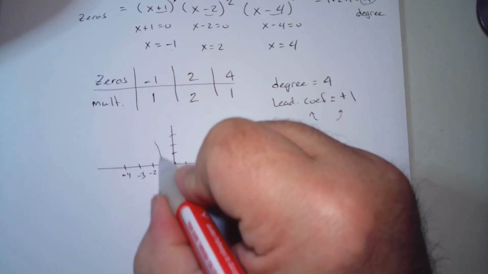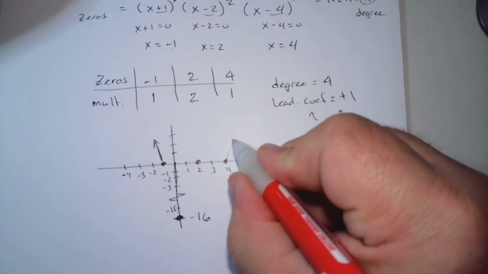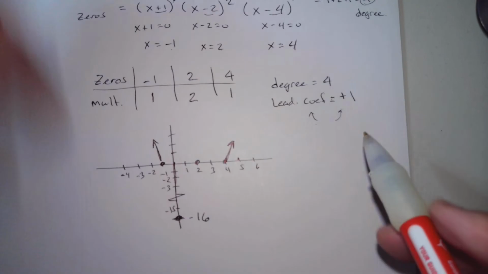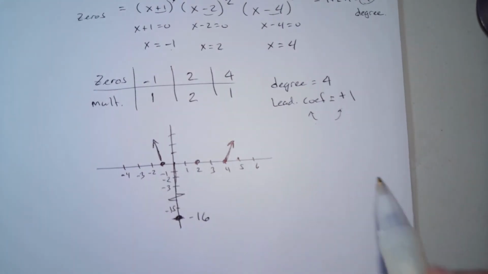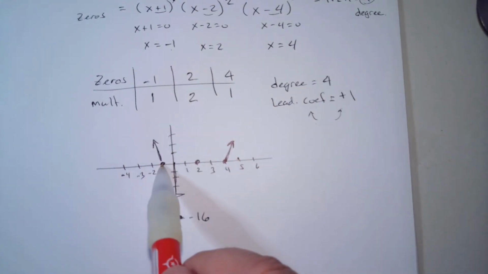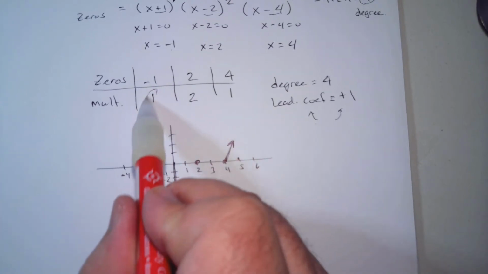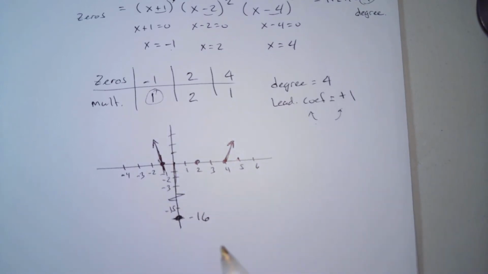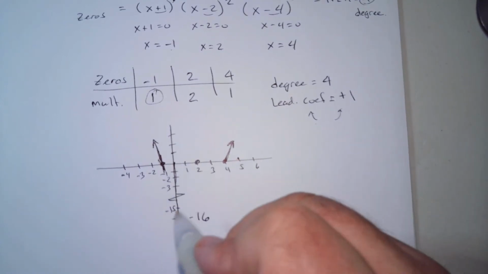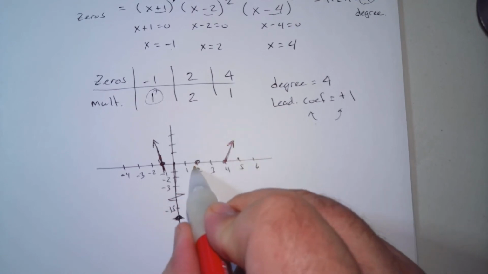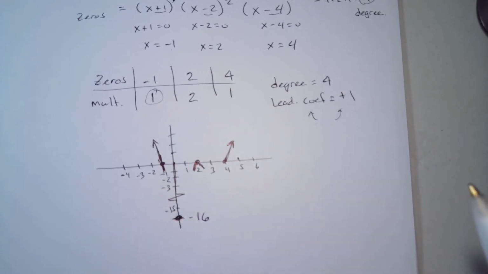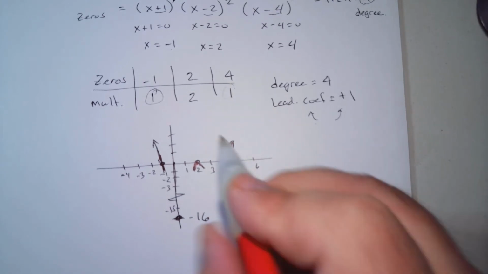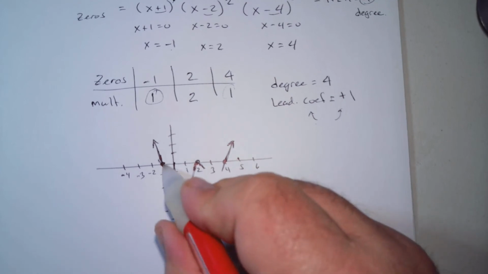We know that the end behavior, out of the little end parts, our graph looks like this, because they both end the same direction. At negative 1, the multiplicity is 1, so the graph crosses. At 2, it just bounces. And at 4, multiplicity is 1, so it crosses. So we'll have a graph that looks something like this.